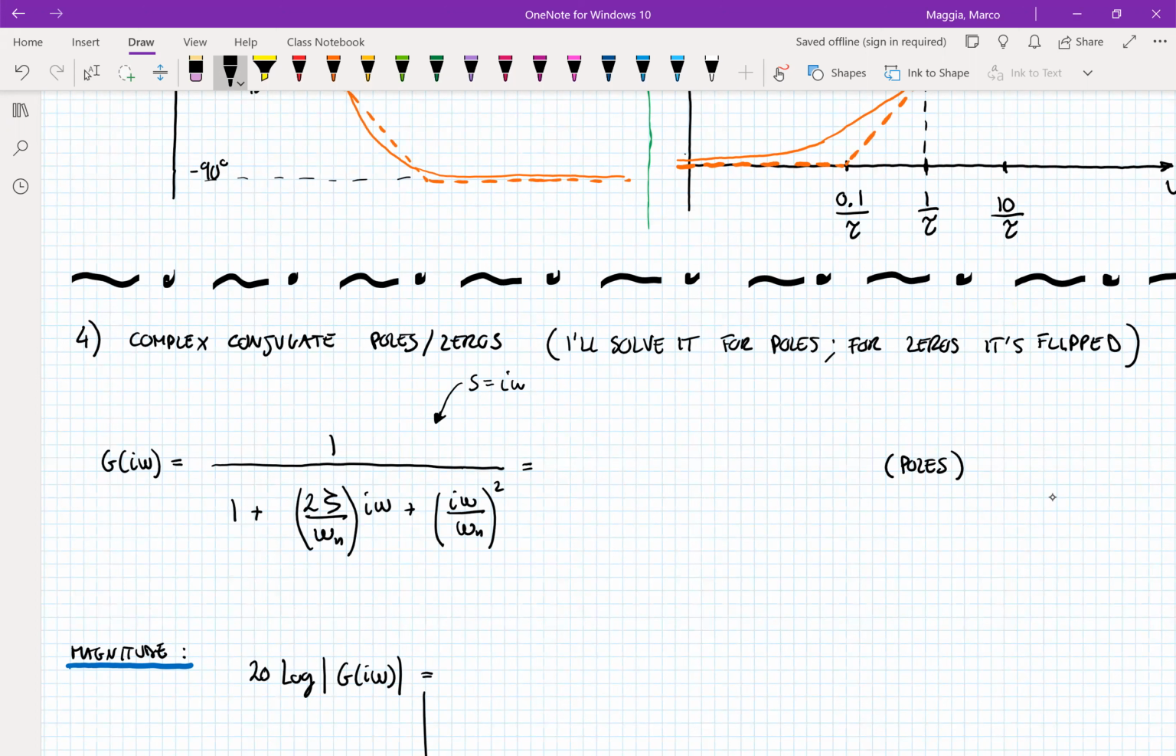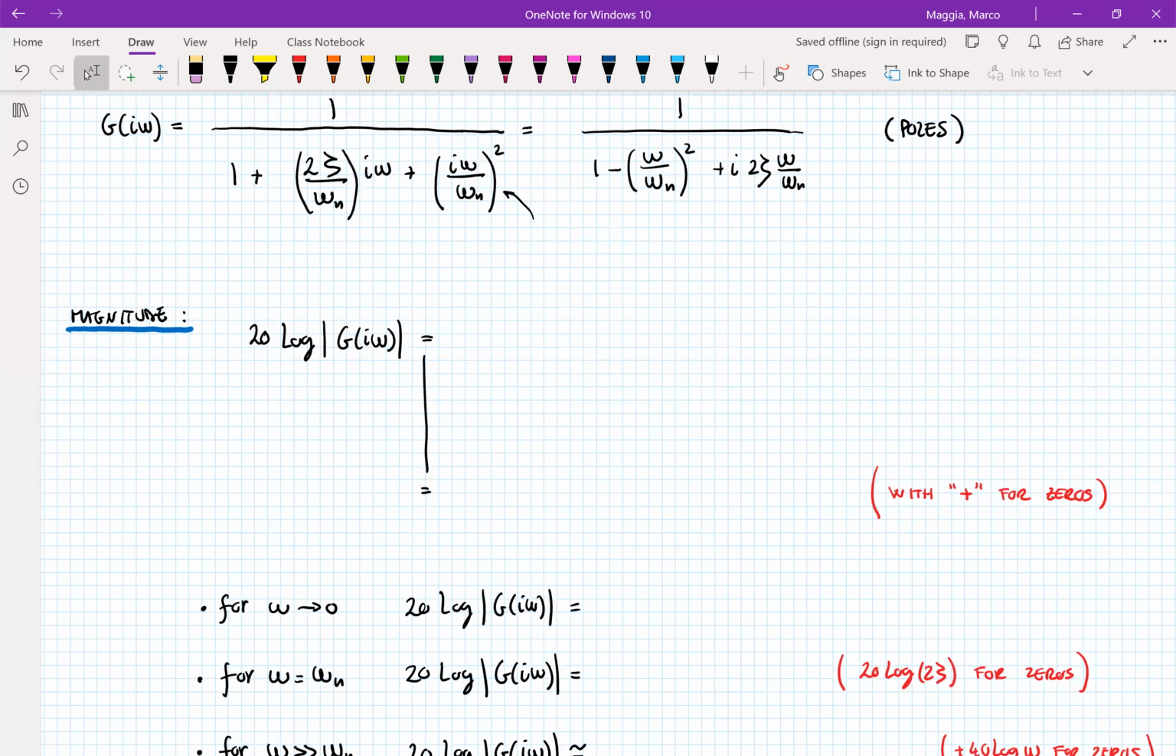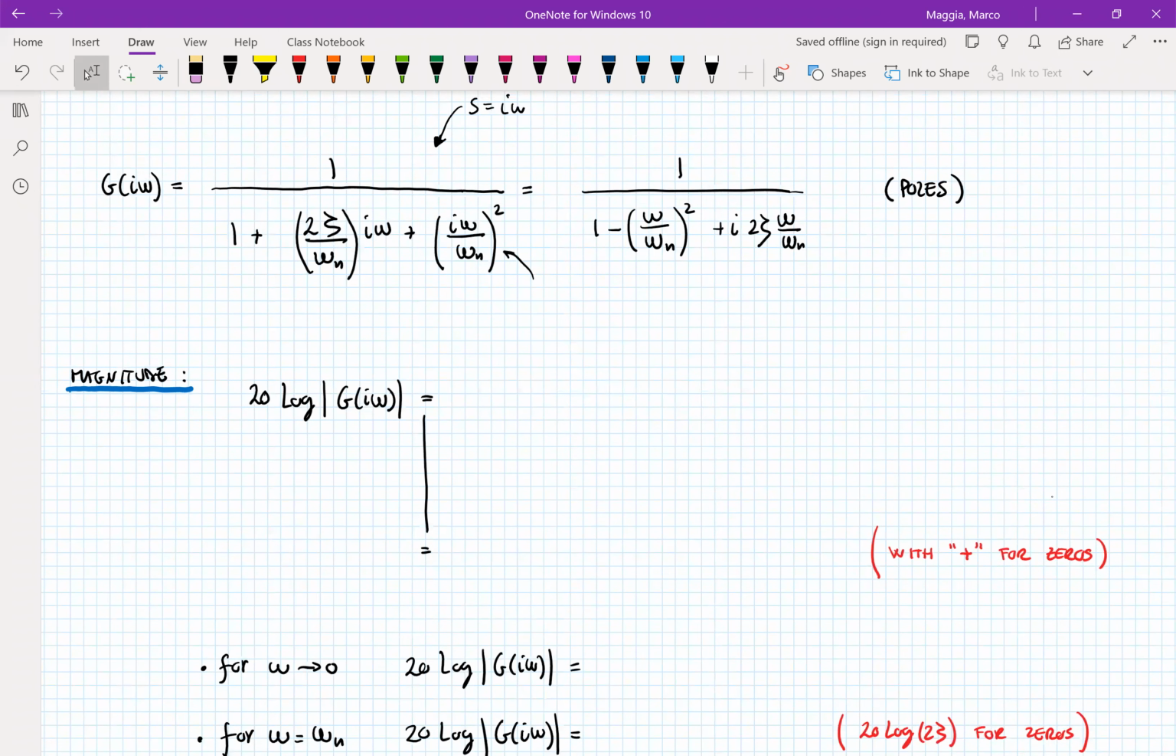So the only thing that I'm going to do here is rewrite this transfer function so that at the denominator I can write first the real part and then the imaginary part. That is because when you take the square of i omega, that becomes minus omega squared, and so that is actually a real part. So when we take the magnitude, the 20 logarithm of the magnitude of the transfer function, that is 20 logarithm of 1 over the square root of the real part squared plus the imaginary part squared.